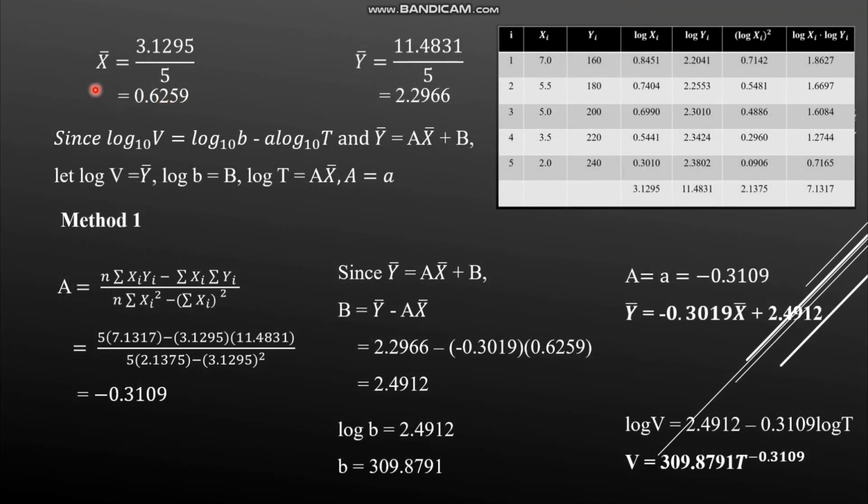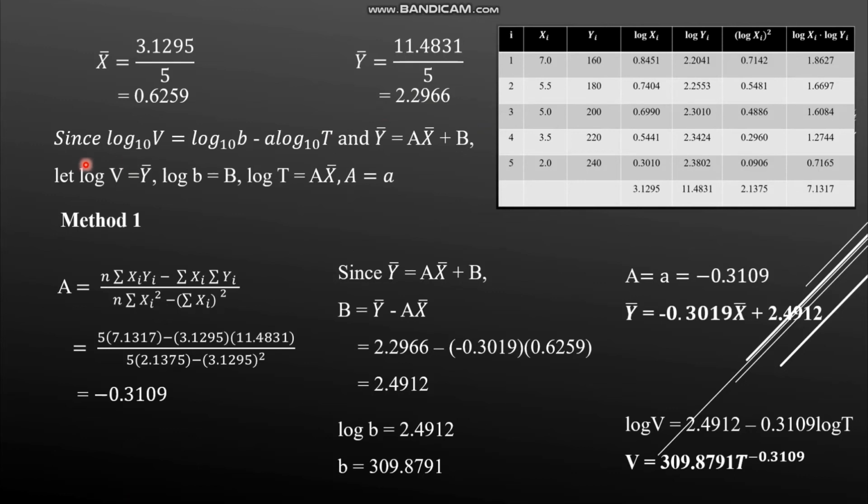So here we can then get s mean and y mean. So s mean is actually dividing the sum of the log si by the number of data, which is 5, and then you will get this value. And then y mean is you just divide the sum of the log yi by the number of data, which is 5. We will then get this value.